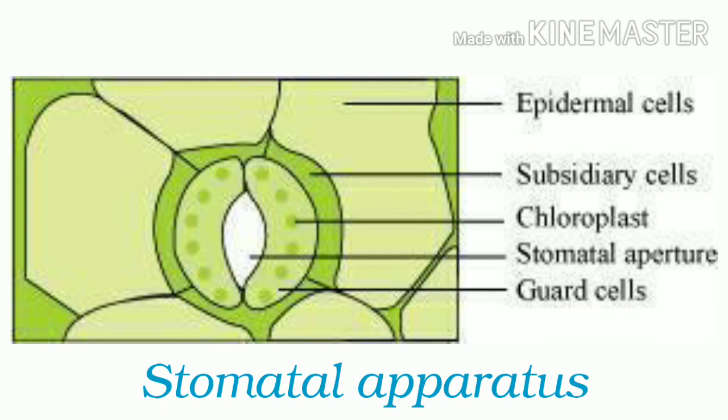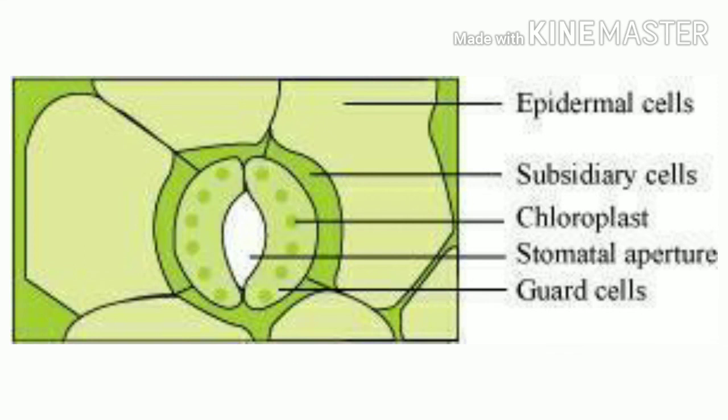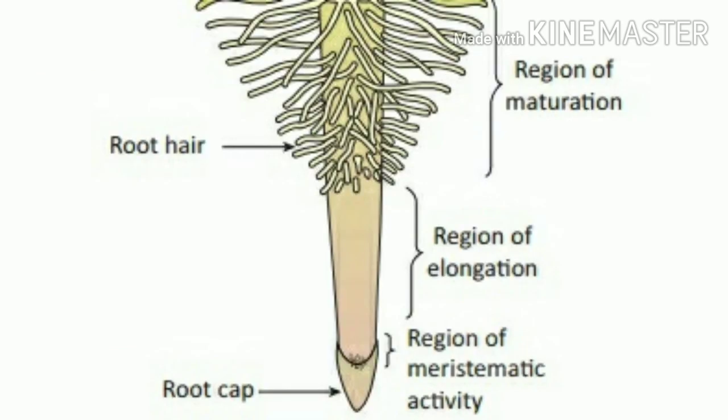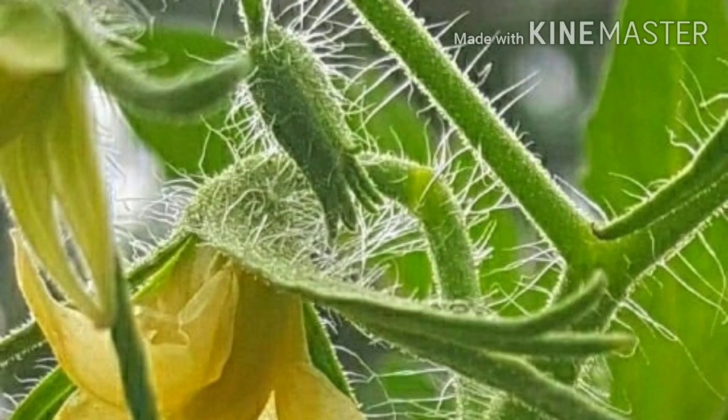The cells of epidermis also can have a number of hairs. The root hairs are unicellular elongations of epidermal cells and help in absorbing water and minerals from the soil. They increase the area of absorption. On the stem, the epidermal hairs are called trichomes. Trichomes in the shoot system are usually multicellular. So this is a difference.